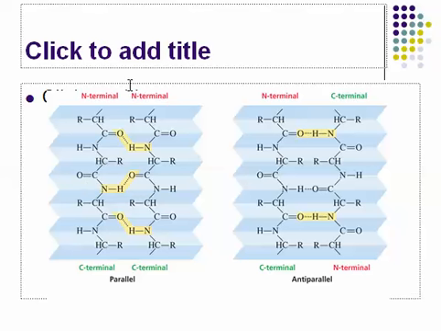That's what we see. We see two different types of beta sheets that can happen. One we call parallel and the other we call anti-parallel.